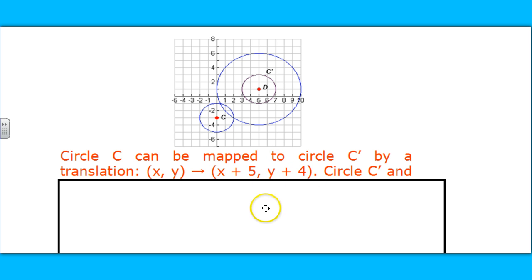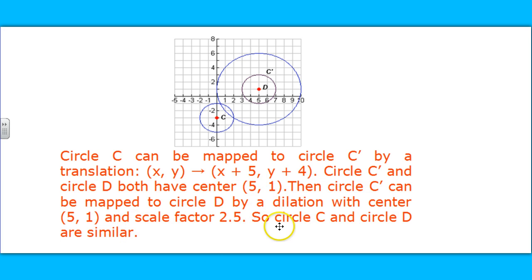So there's our first translation. And then we're going to move from a radius of 2 to the radius of 5, right? And what will that factor be? That's right, a factor of 2.5. So circle C and circle D are similar.